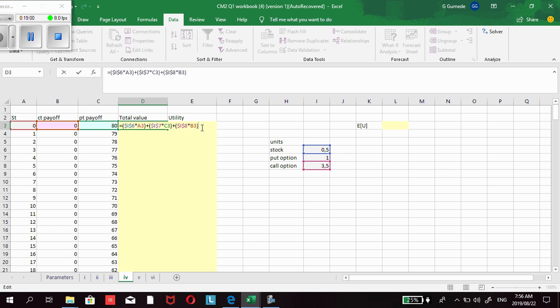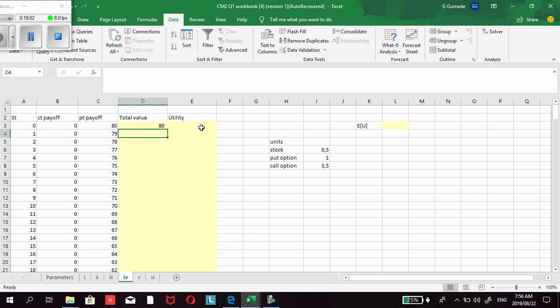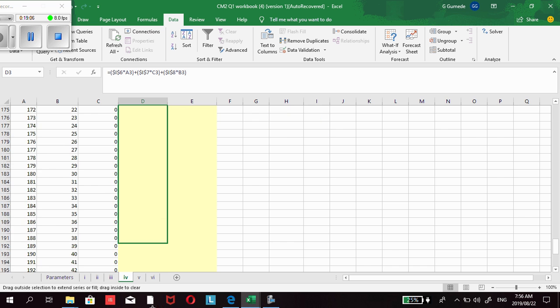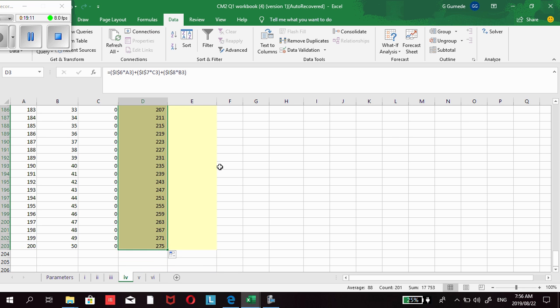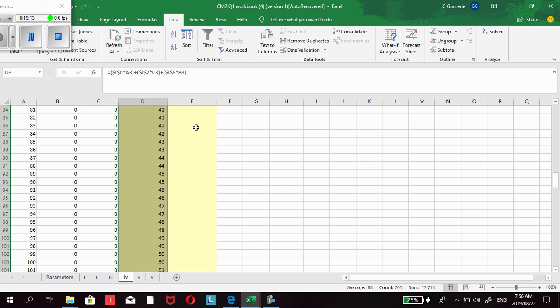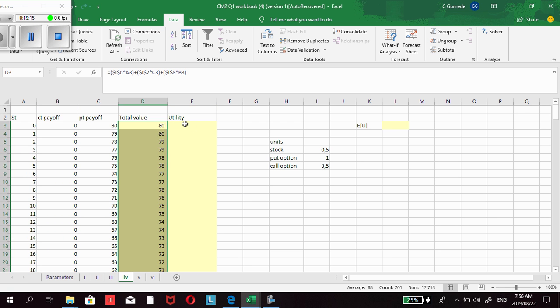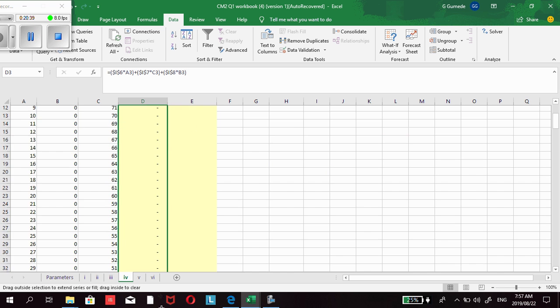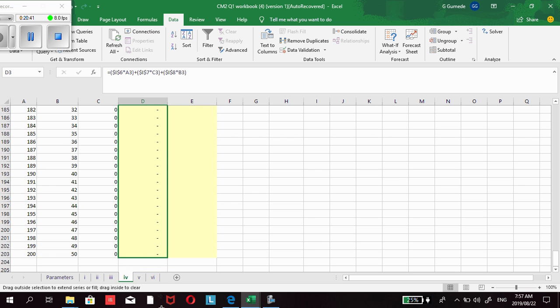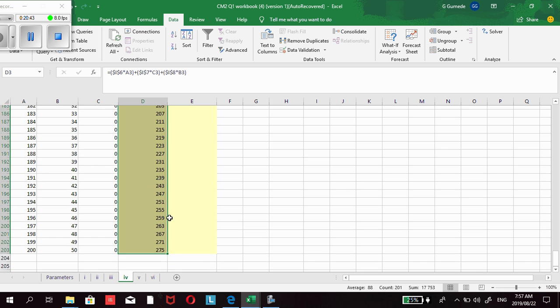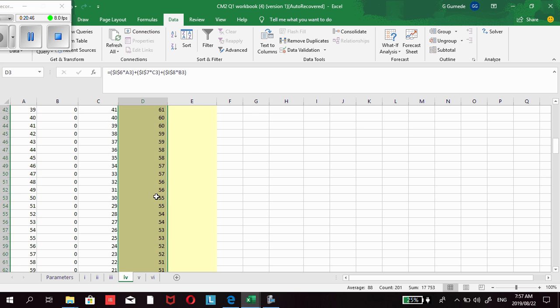So what will be the total value? I press enter there, and I drag it down. So this is my total value. I'm going to have a session on this, don't worry. Okay, so these are my values.